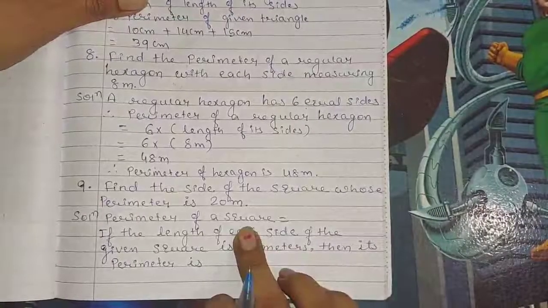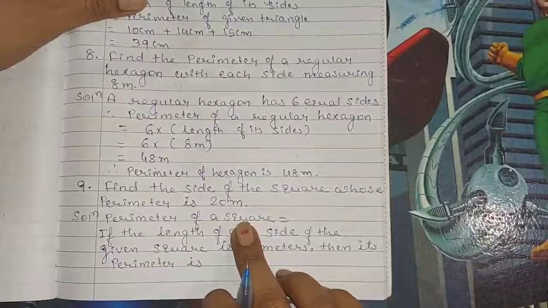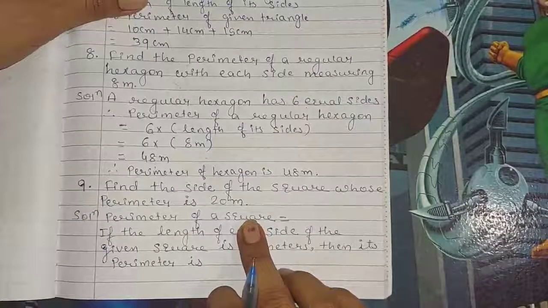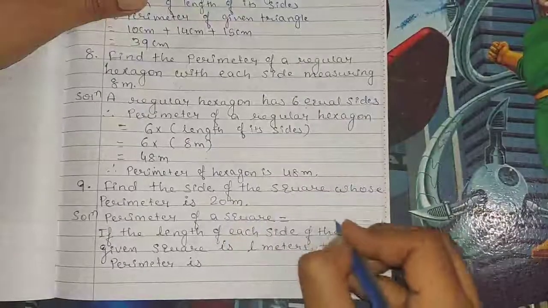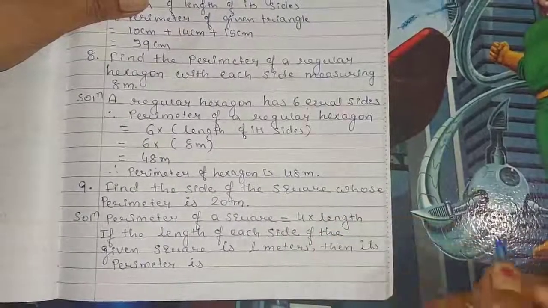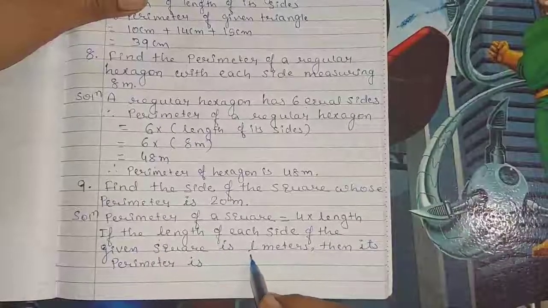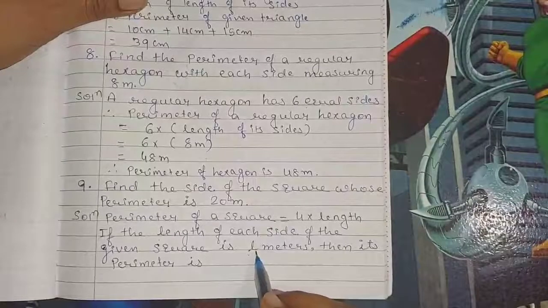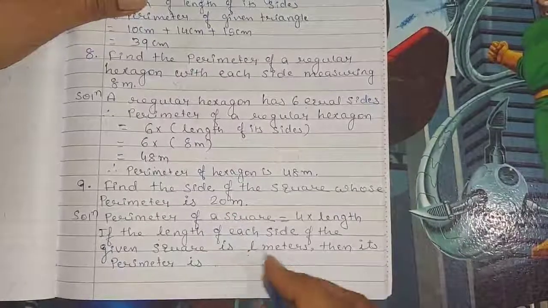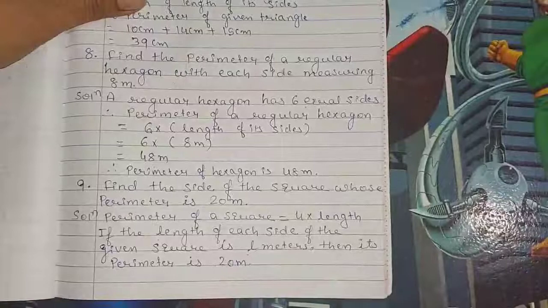Square is having all four sides equal, and the basic concept of perimeter is we are adding the boundaries of the given shape. So square is having how many sides? 4 sides. Therefore, perimeter of a square equals 4 multiplied by length. So, let us suppose the length of each side of the given square is L meter. We have to find this L. What is this L? Then its perimeter is what? Perimeter is given 20 meter. This is given in the question.